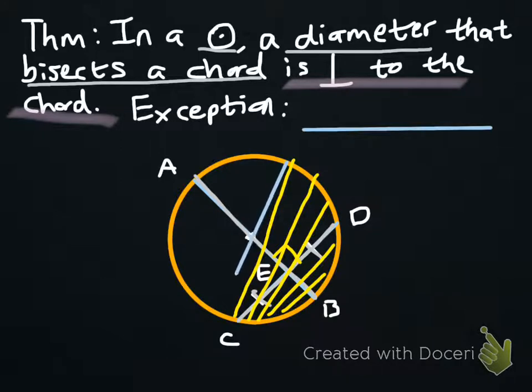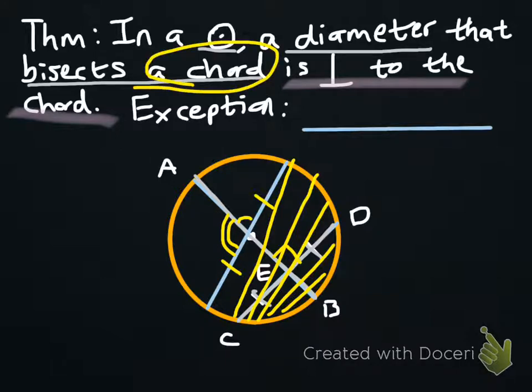This chord here does get bisected, but it should be going directly through the center. It does get bisected because it's a diameter, and it's cut into two congruent pieces like so. But it's not perpendicular. This is clearly an acute angle, and this is clearly an obtuse angle, so they're not perpendicular. So the exception is if the original chord that we're discussing is also a diameter.